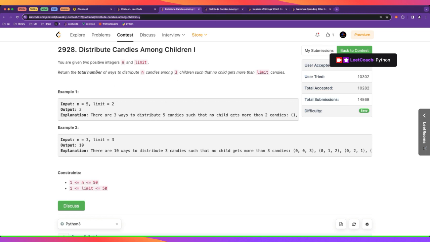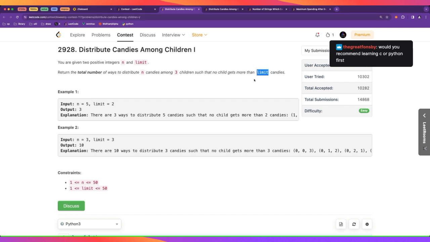So you're given two positive integers, n and limit. Return the total number of ways to distribute n candies among 3 children such that no child gets more than limit candies.